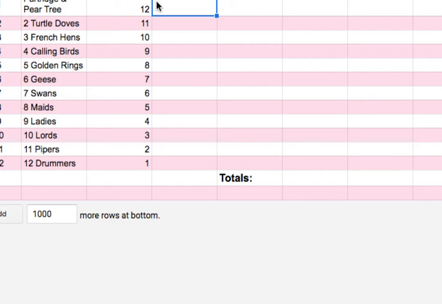Well, again, we can use a formula for this. If I do equals, we know that there were 12 of these given, but how many times, or each day, how much was given? Well, the day itself is the number of items given, right? Day 2, 2 turtle doves. Day 3, 3 French hens. So the formula here is take how many days this present was given and multiply by the day.